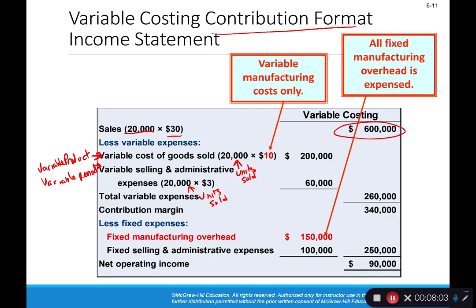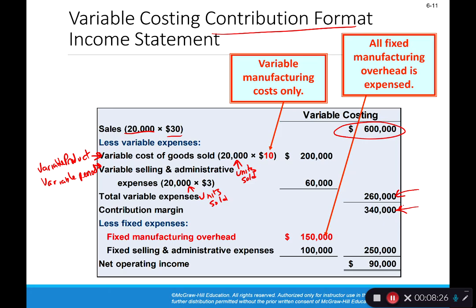The variable manufacturing costs are 10, so we're going to include 200,000 for our variable cost of goods sold, and our variable selling and admin are going to be 20,000 units sold times the $3 per unit variable selling and admin cost, and that gets us 60. Together, our total variable costs then are 260, which allows us to get our CM, which is 340.